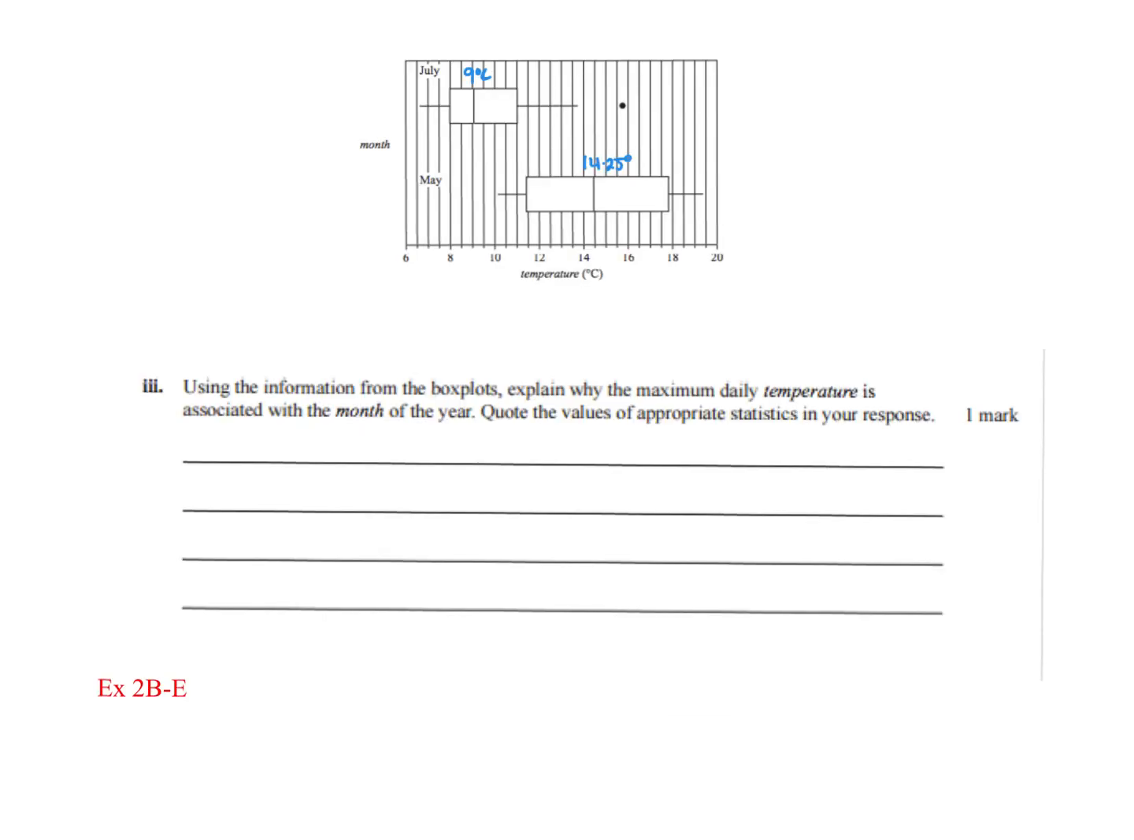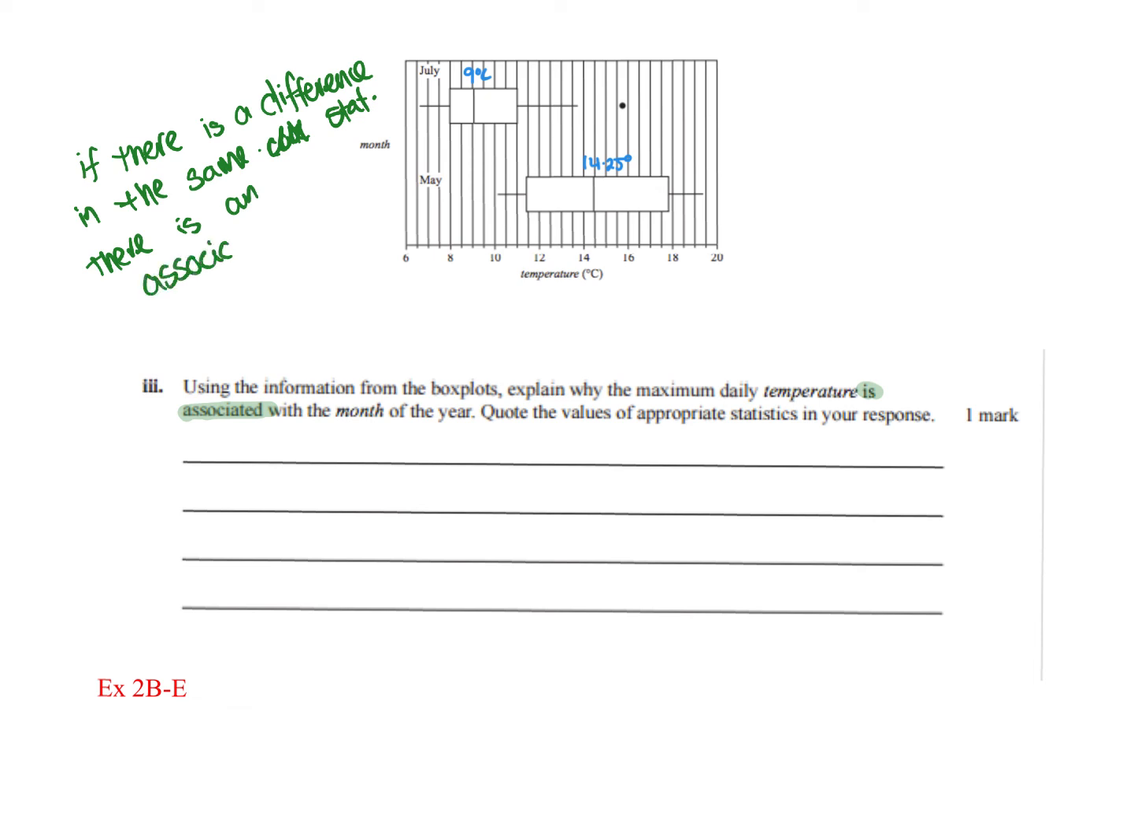Alright, so with the following, it says use the following information from the box plots and explain why the maximum daily temperature is associated. So I'll write what I said before. If there is an association, there's a difference. So if there is a difference in the same category stat, I'll just write the same stat, there is an association. Okay, so that's how you know there's an association.